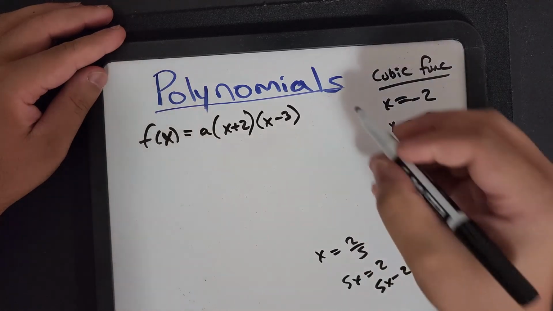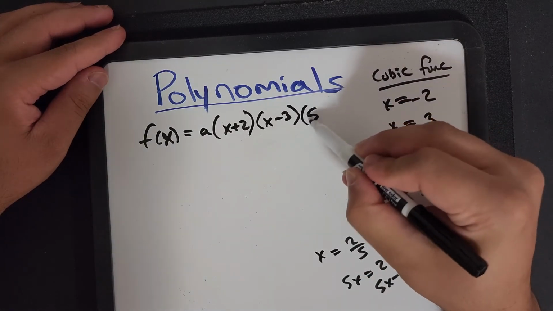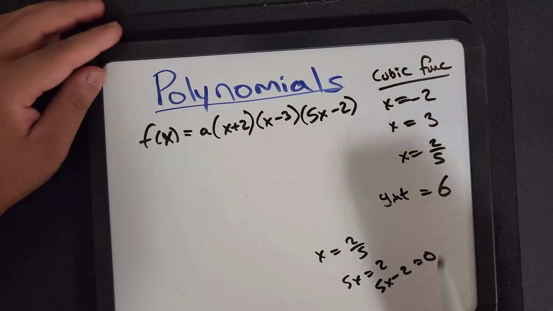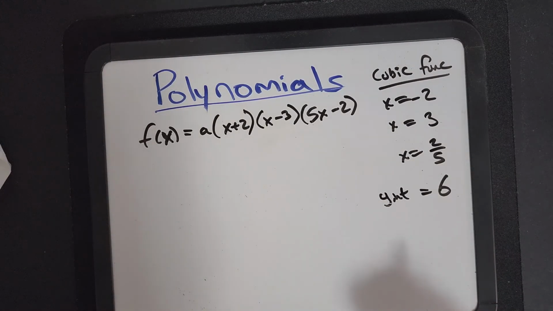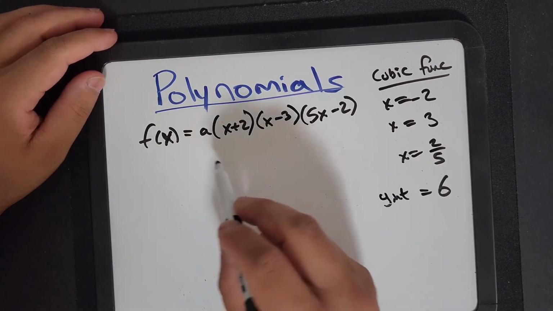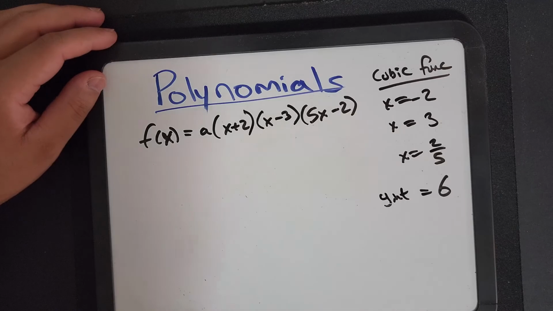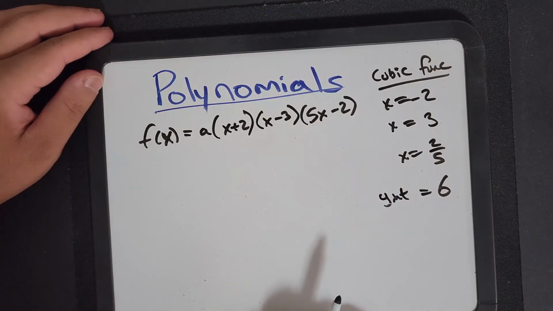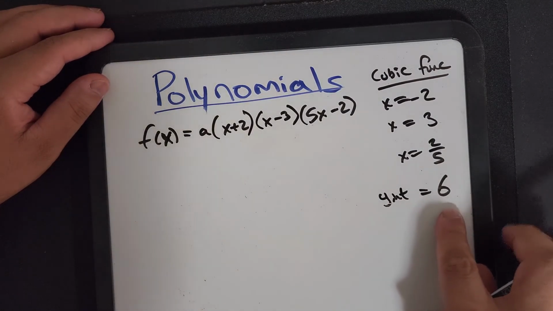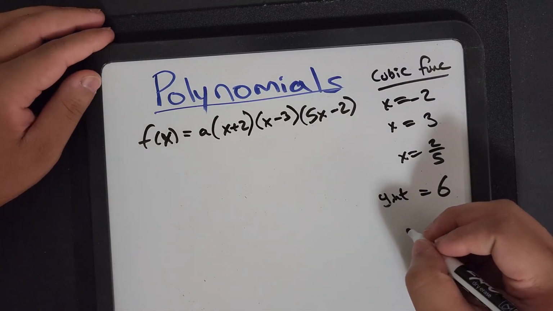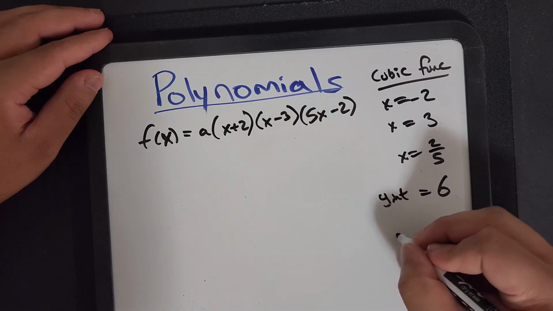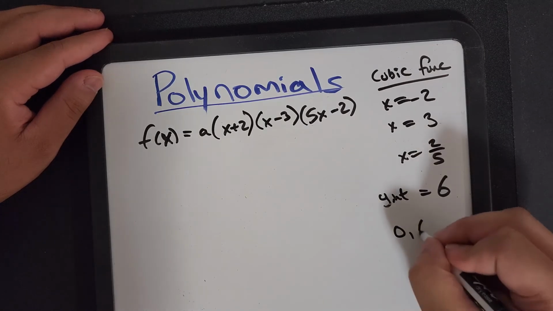5x minus 2 equals 0, so I can put that in here: 5x minus 2. So that is our formula, and we want to find our a value. Lucky for us, we have a y-intercept, which is a point. That will give us x comma y, 0 comma 6.